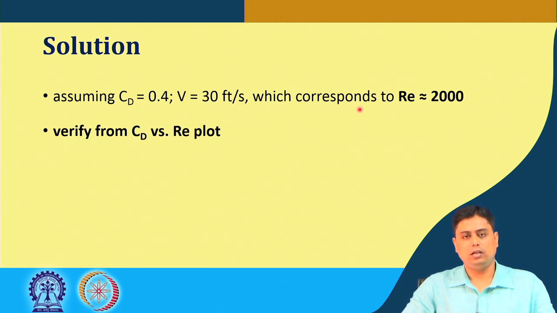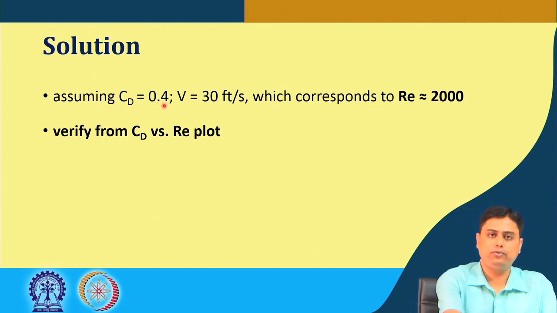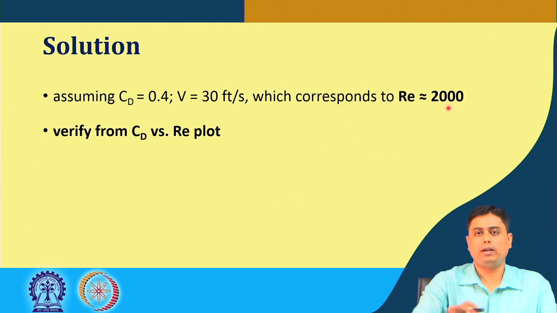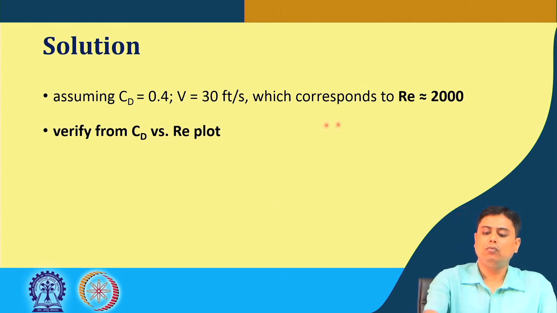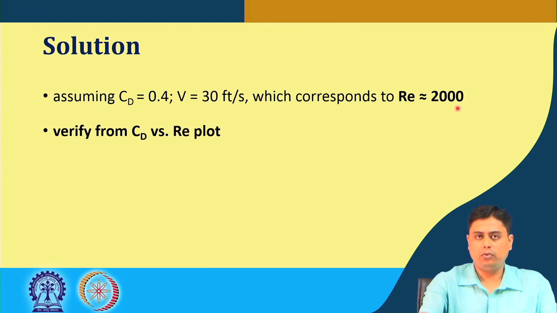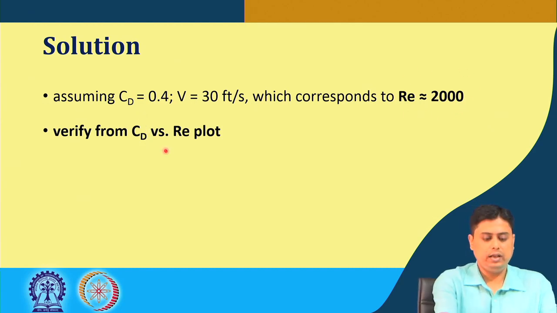Again we consult the CD versus RE plot to find out whether our assumptions were in line or not. In this case, we see that for CD of 0.4, this is again trial and error. After several trials, if we zero in on the 0.4 value, we see that V is 30 feet per second, which corresponds to a Reynolds number of around 2000. If we consult the CD versus RE plot, we see that for RE of 2000, the CD value is indeed 0.4.